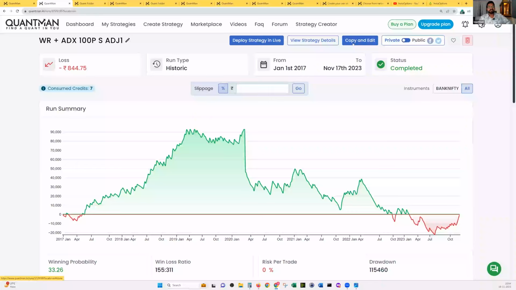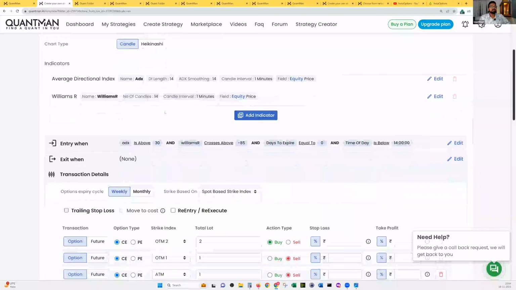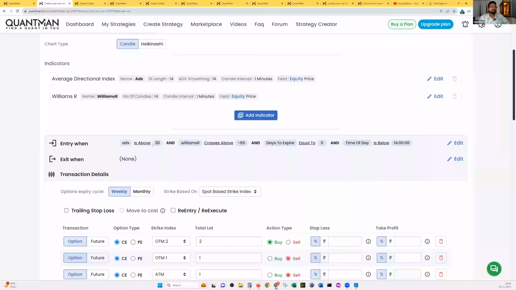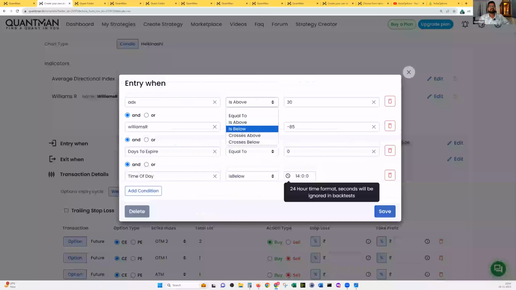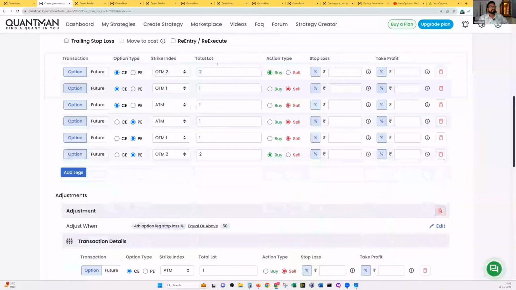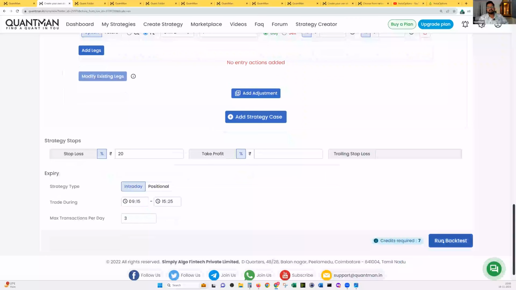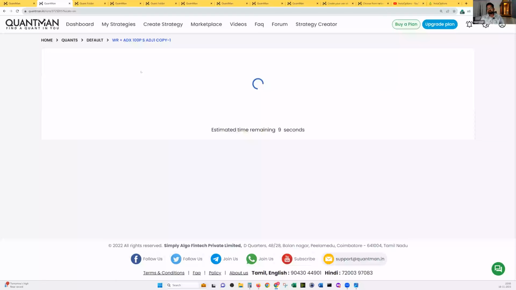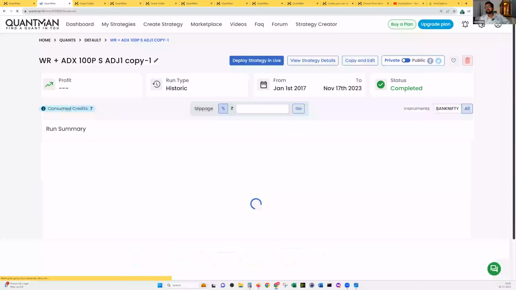I think I could have given something wrong. Just give me a moment. One minute. And yeah, this is only on expiry, right? So it is above. Oh, okay, I just gave it wrong. ADX is below 30. No, I just gave the ADX value wrong. Okay, everything's set fine. What is wrong? You can just direct me on what is wrong.